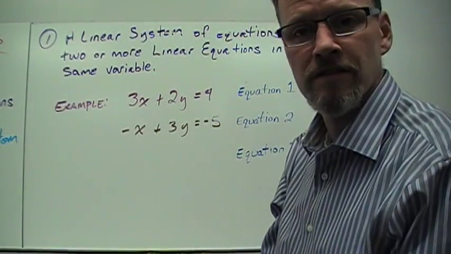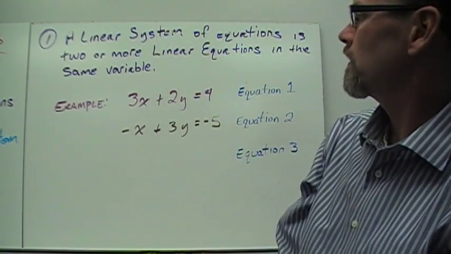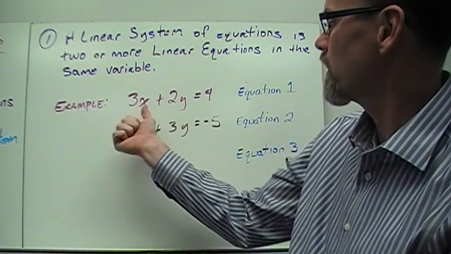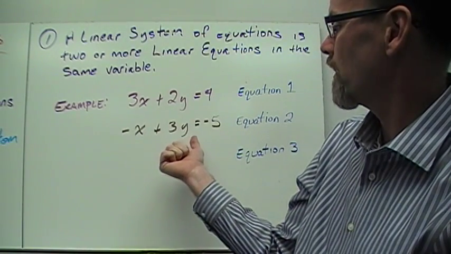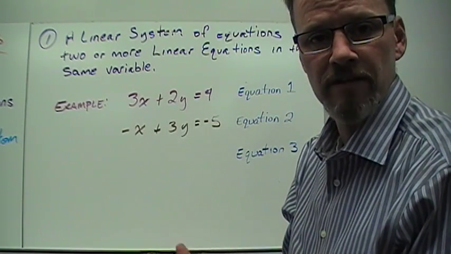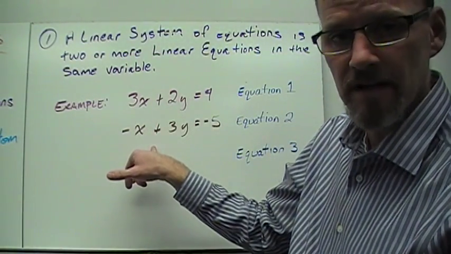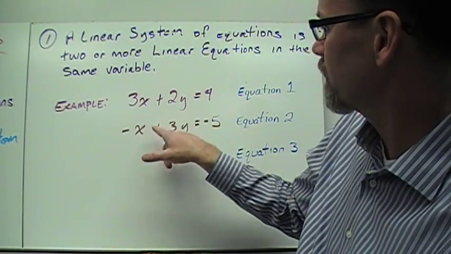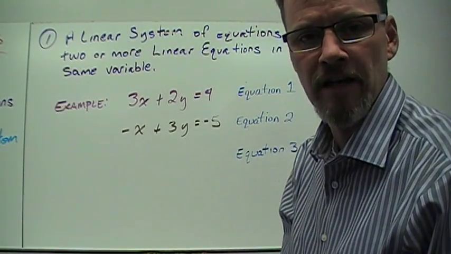Number one, a linear system of equations is two or more linear equations in the same variables. An example is 3x plus 2y equals 4, and negative x plus 3y equals negative 5. You're going to work with both of those at the same time. It is a system because the variables are the same. Notice the power is a 1 here, here, here, and here. When the powers are the same, it's the same variable, just like combining like terms.